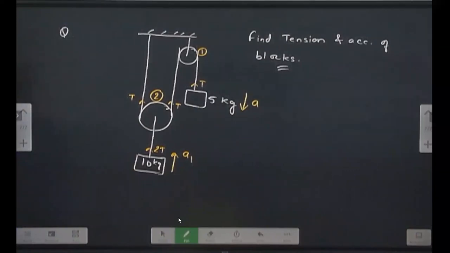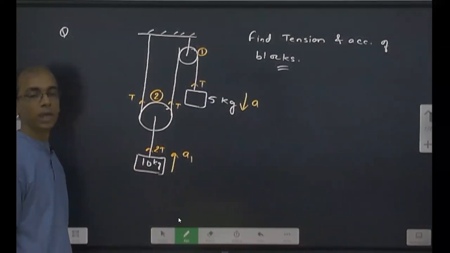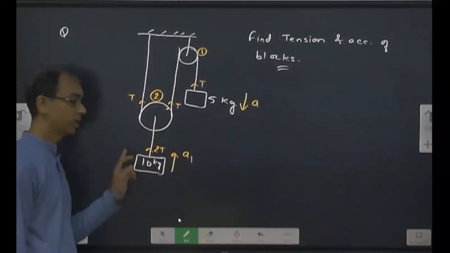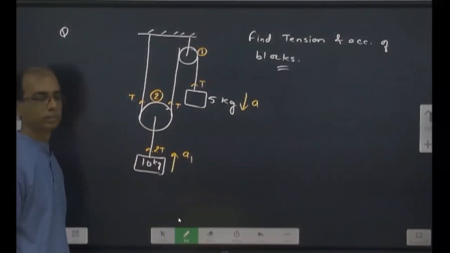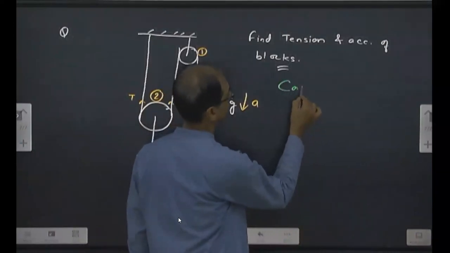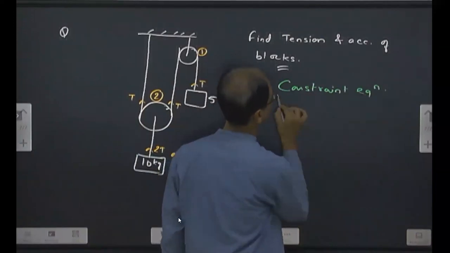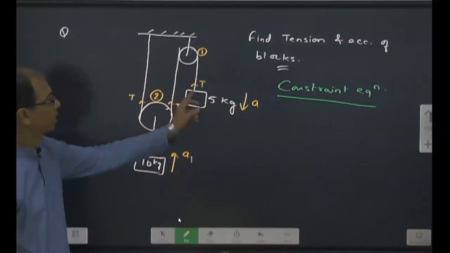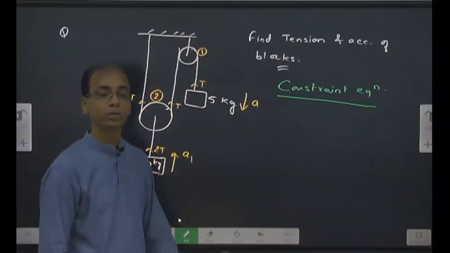Come on. Product of tension and acceleration for block 1 plus product of tension and acceleration for block 2 equal to 0.